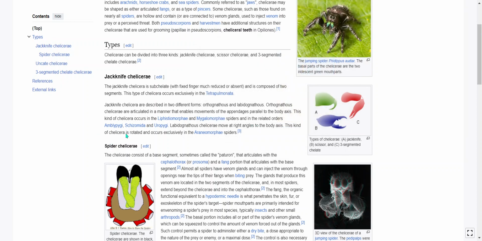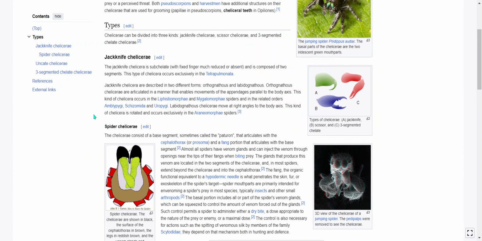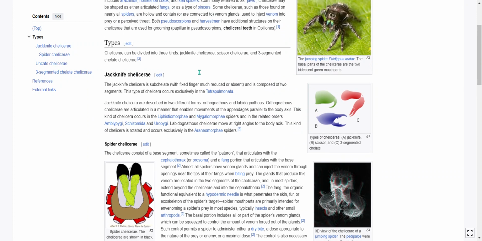So yeah, this kind of chelicera is rotated and occurs exclusively in the Araneomorphae spiders. That makes sense. Okay, that's the jackknife kind. We've all seen that, I think.